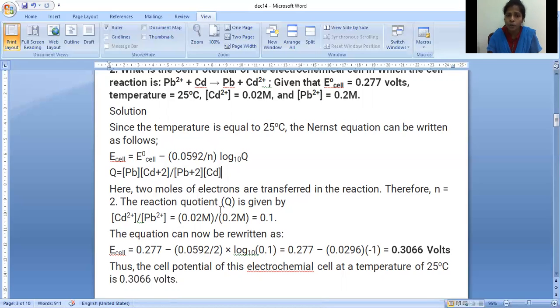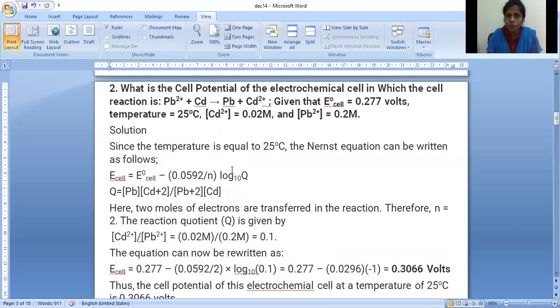Now the reaction quotient is given by Cd2+ divided by Pb2+. Because Cd and Pb concentrations are equal, Q is 0.02 M divided by 0.2, so we will get 0.1. So now we got the Q value as 0.1. Q is 0.1 and n is 2.